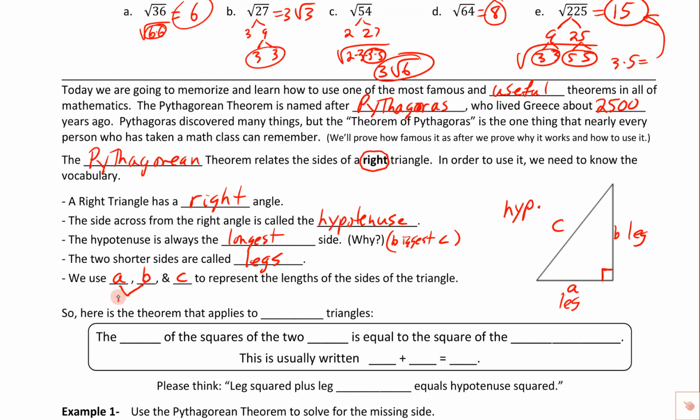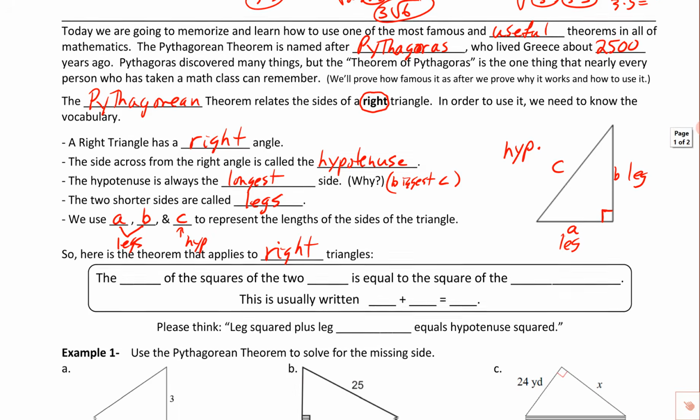So I'm just going to draw this. These two are the legs, no particular order. And this one right here has to be the longest side. It's going to be the hypotenuse. All right, so here's the theorem, and this theorem only applies to right triangles. So we're going to write that one more time. It only applies to right triangles.